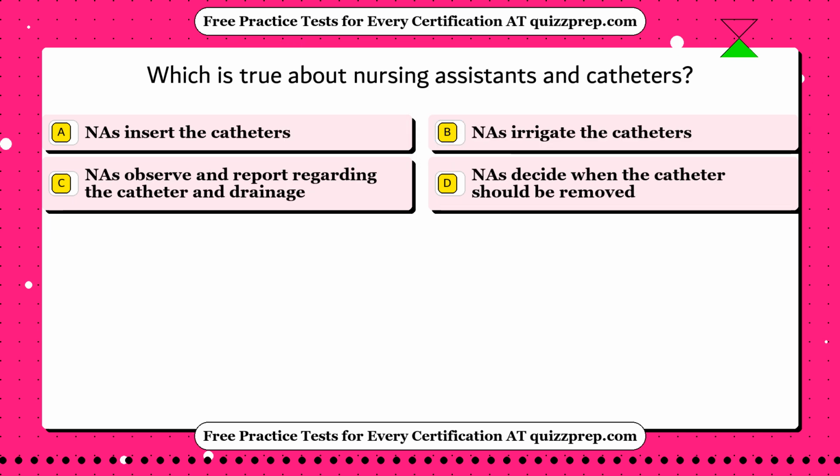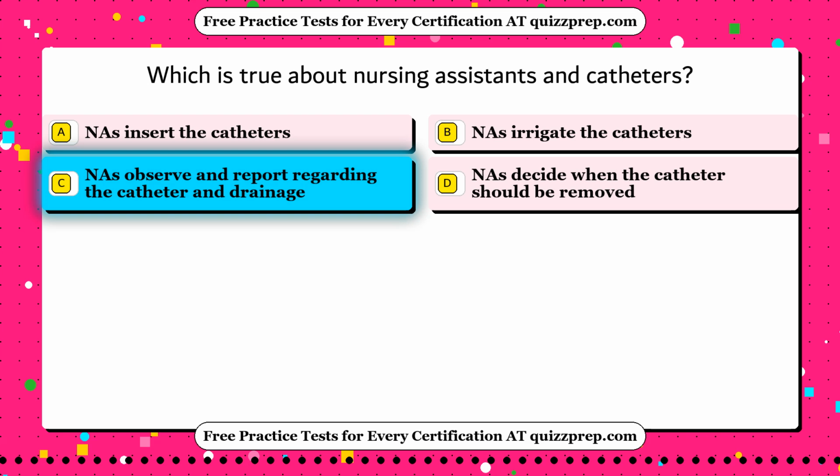Question 14. Which is true about nursing assistants and catheters? Option A. NAs insert the catheters. Option B. NAs irrigate the catheters. Option C. NAs observe and report regarding the catheter and drainage. Option D. NAs decide when the catheter should be removed.